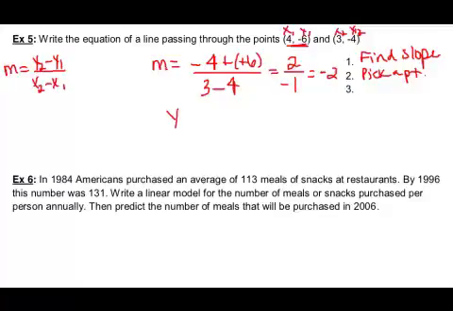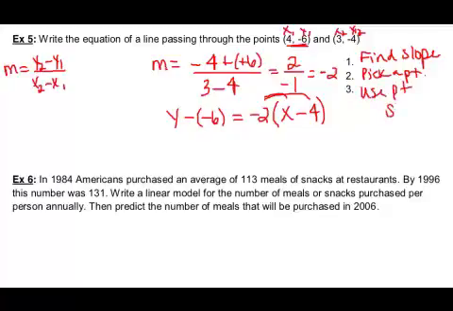So y, we're going to plug in 6 is our y1 value. So minus a -6 equals our m, or our slope, is -2. And then x minus 4, because 4 is our x1 value. Again, we're going to simplify and solve for y because we want to write it in slope-intercept form. We can add that to our list of steps. We're going to use point slope to write our equation.